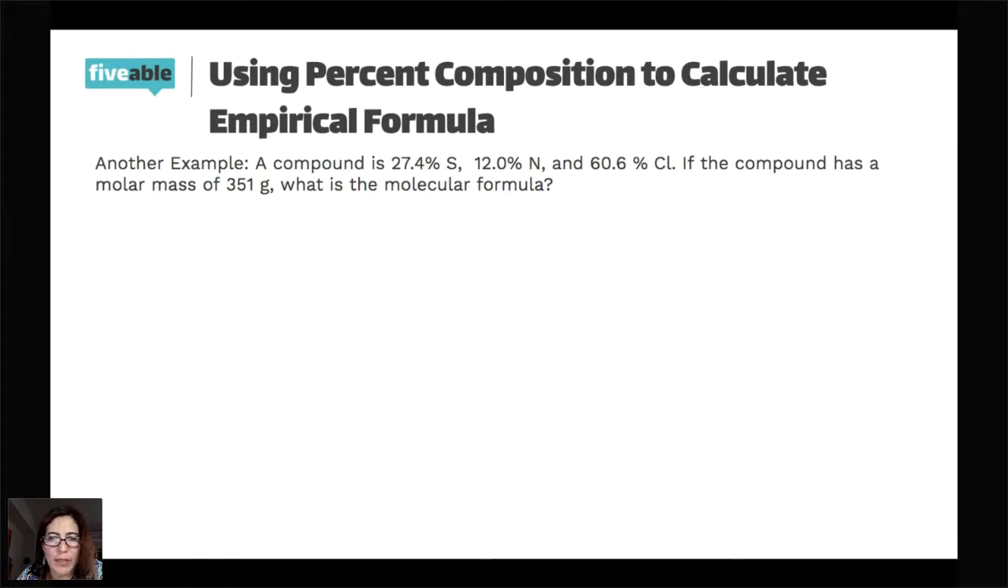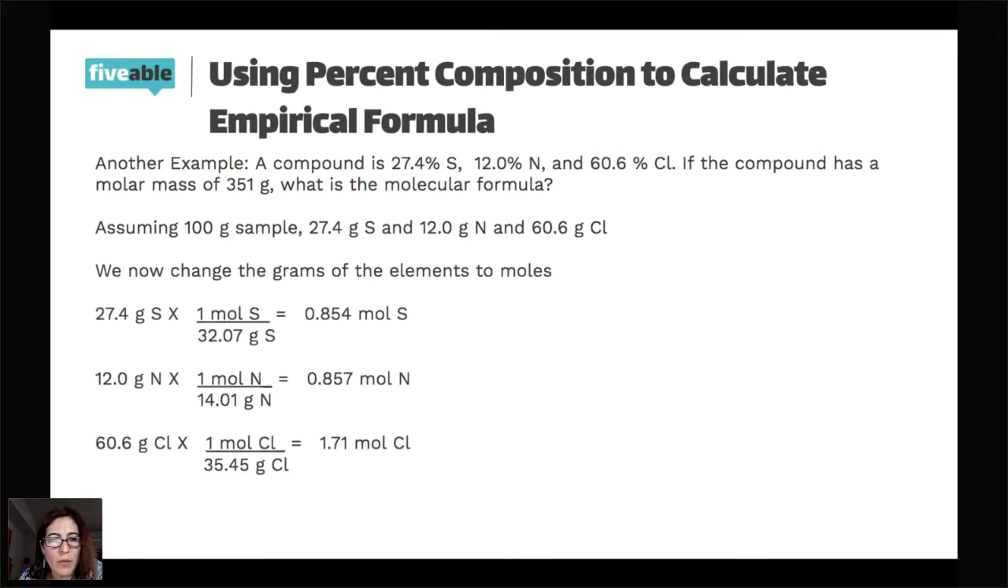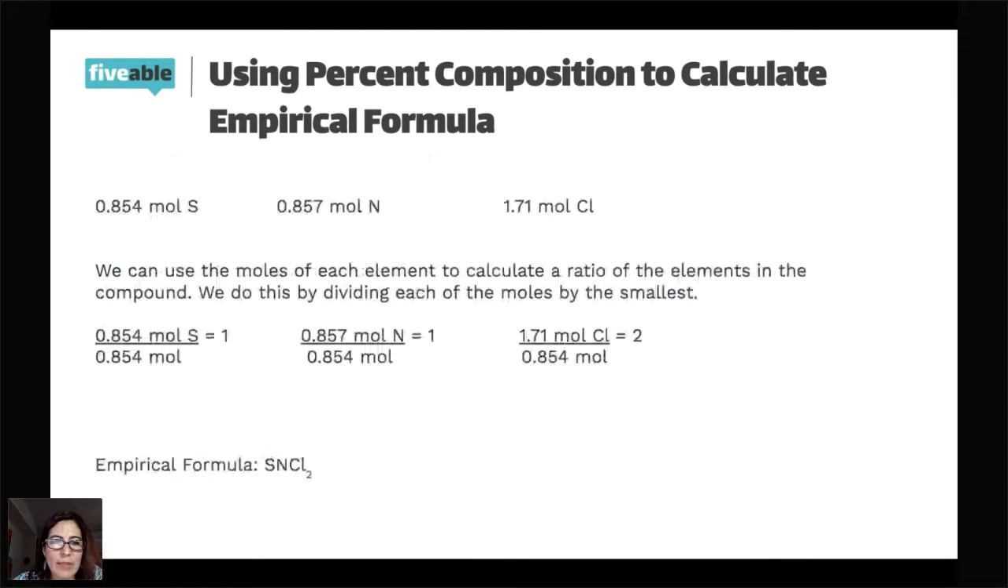First, we assume that the sample is a 100-gram sample, to change the percentage into grams. Then, correct, we use the molar masses of each element to change into moles. And what would be the next step once we have the moles of every element? Correct, we divide by the smallest to get the ratio. So we divide by the smallest, and we already have the empirical formula.